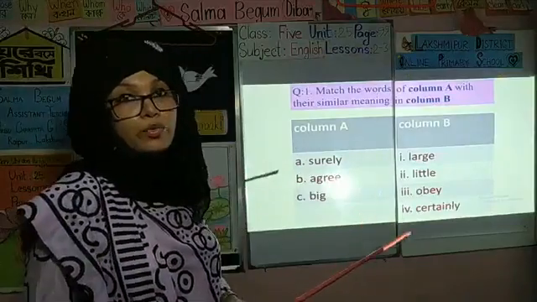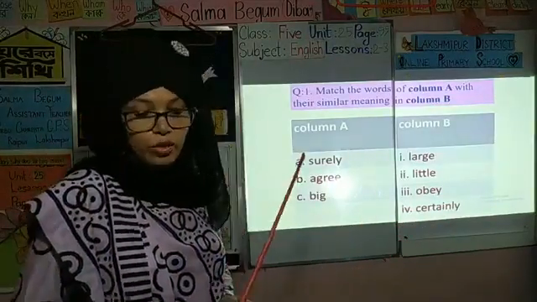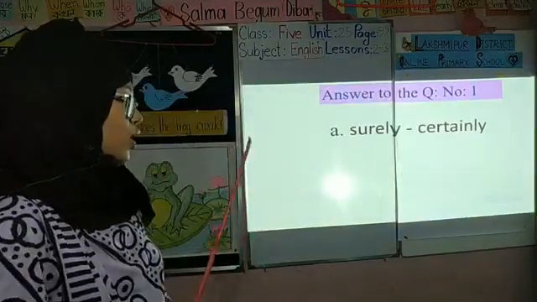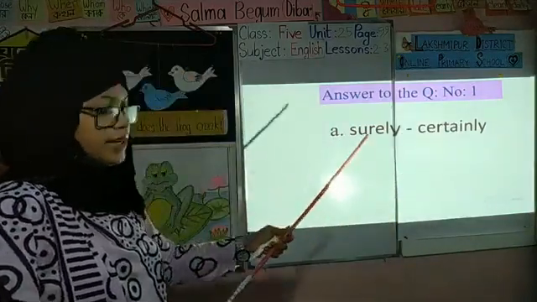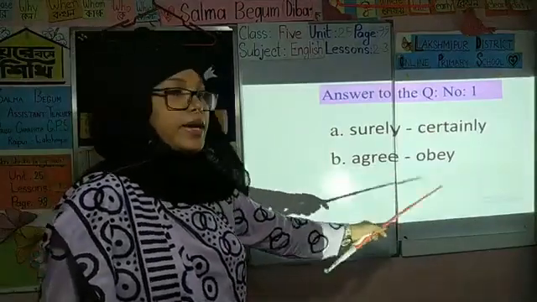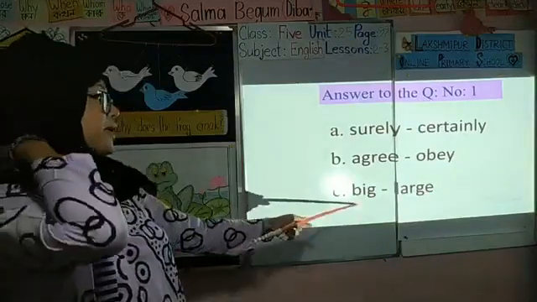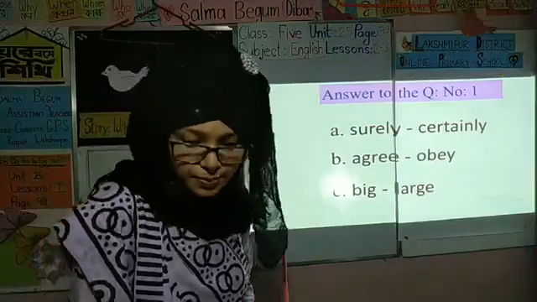So now, can you guess? Have you completed matching? Okay, let's match with me. Answer to the question number 1A is surely, certainly. Number B, agree, obey. And number C, big, large. Have you completed?